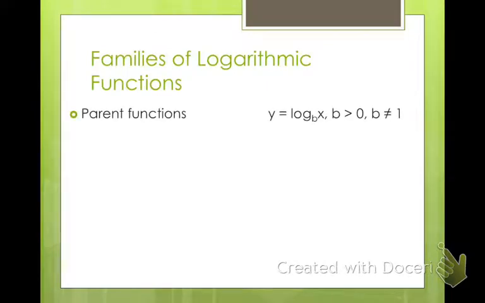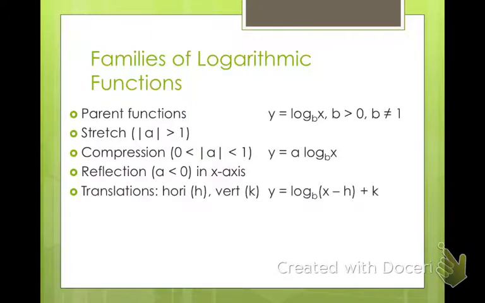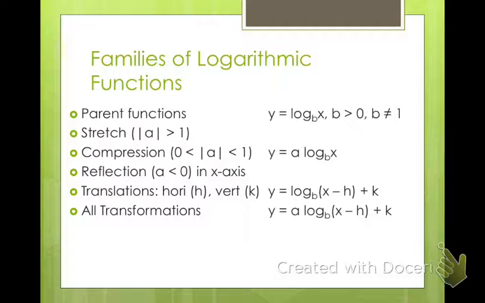Alright, here are our families of logarithmic functions. Our parent function is y equals log base b of x. If we have a stretch, that is where a is greater than 1. A compression is where a is between 0 and 1. And a reflection is where a is negative. So, nothing new. Horizontal translations are still h. Vertical translations are still k. Put them all together, you get y equals a log base b of x minus h, plus k.